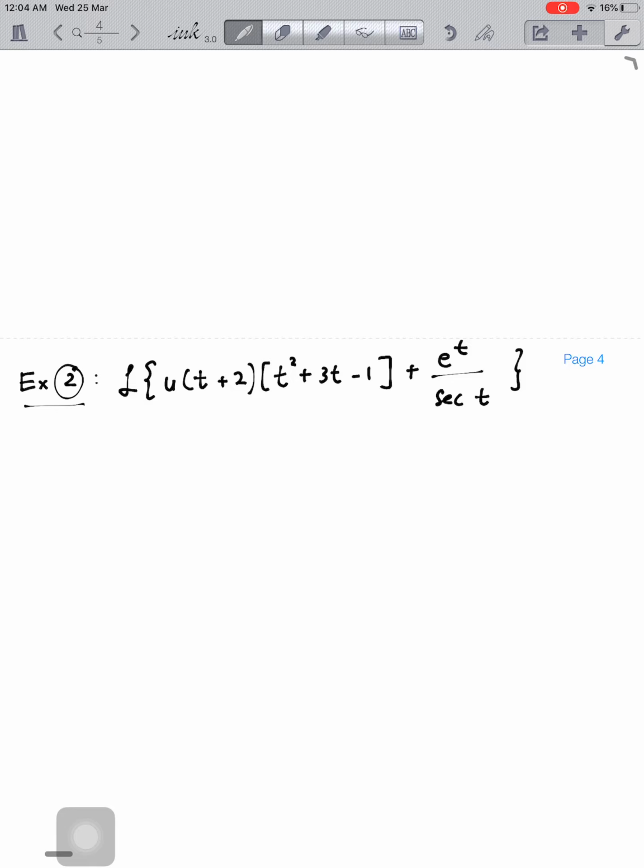Alright, so this is actually a final exam question. I purposely picked this question. This is from semester 1, 1920, so it's a very recent one.